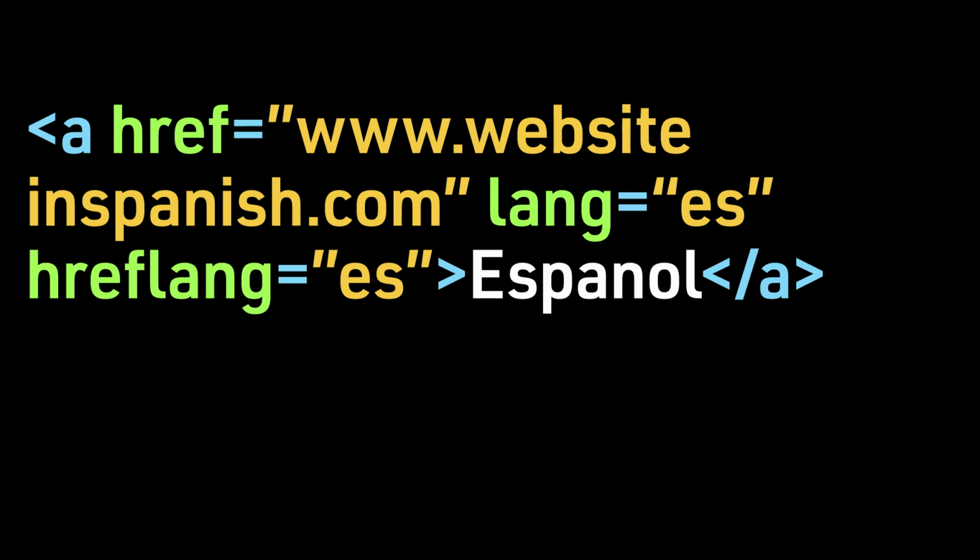So in this case, since the link itself is in Spanish, we added the attribute of lang equals es, but we're also taking the viewer to another website where the language of that website is in Español or Spanish. So that's why we also need the hreflang attribute.